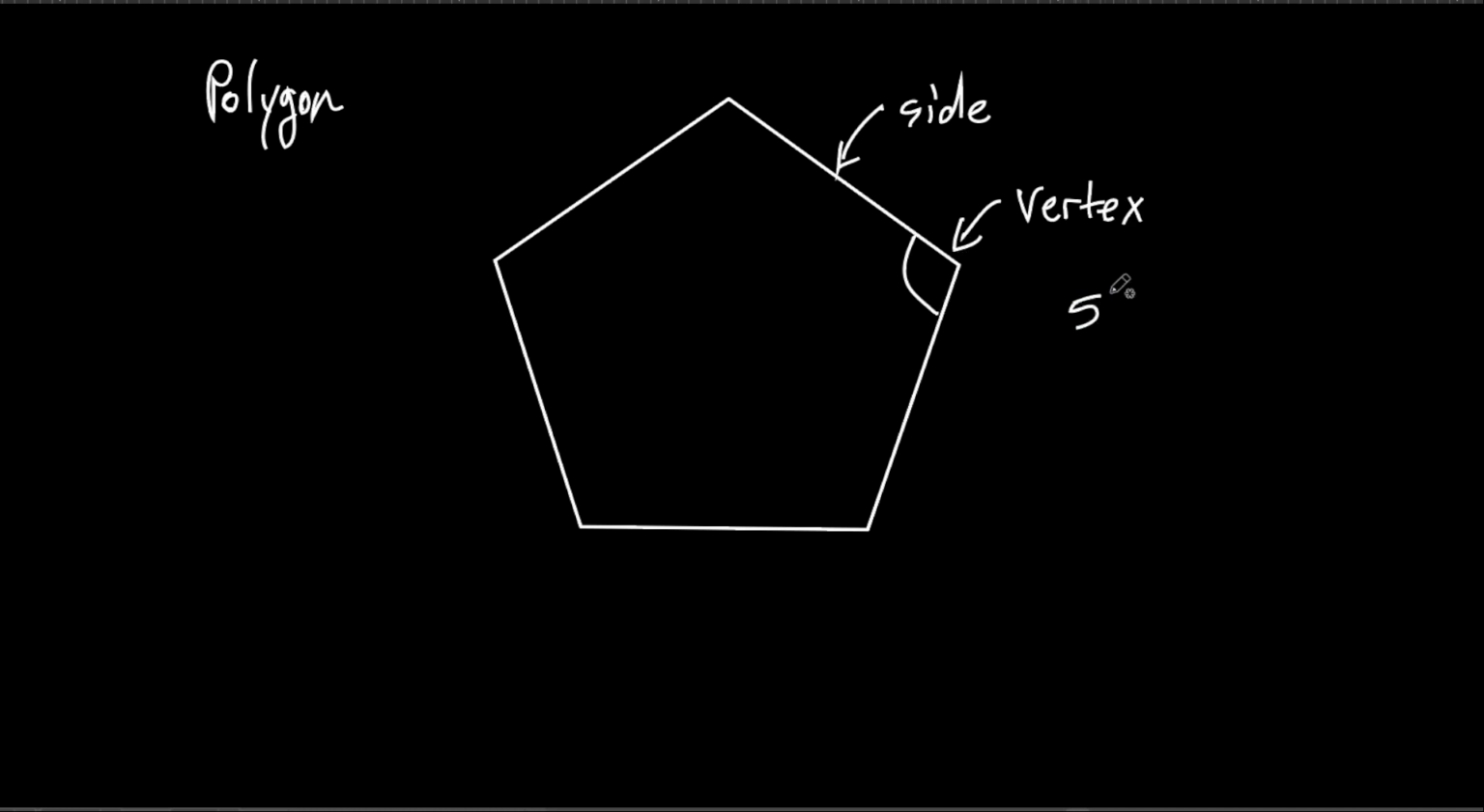So we say it has 5. Vertices, okay? That's the plural for vertex. If we have more than one vertex, we call it vertices. All right, that's the plural. You with me on that? All right, enough of that. Let's see what else I've got on here.